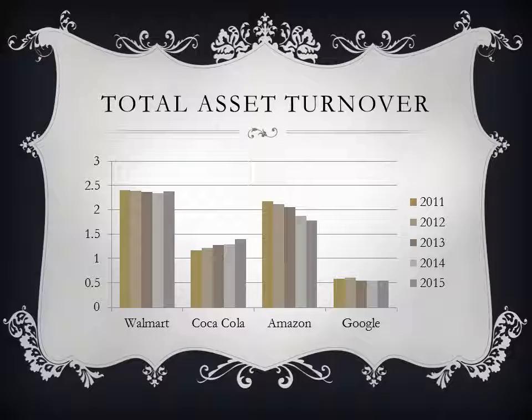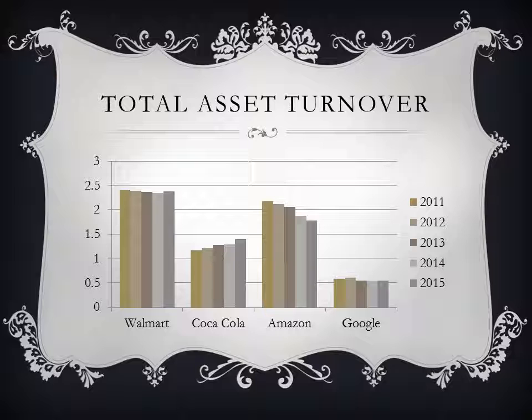Next is the total asset turnover. This ratio shows how efficiently a company can use its assets to generate sales. So the higher the asset turnover ratio, the better the company is performing. Looking at the four companies, Walmart is in the lead, from what I talked about in my reasons why I chose Walmart for the long-term loan, with Amazon trailing right behind. Google's numbers are the lowest, but they are not negative, so they are still generating sales, just not as much as the other companies.